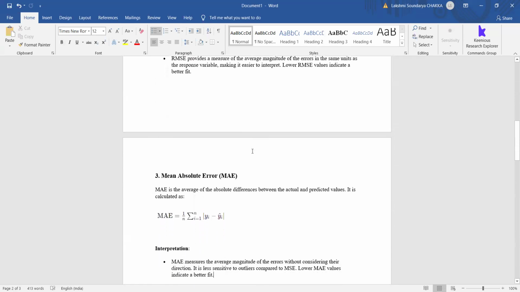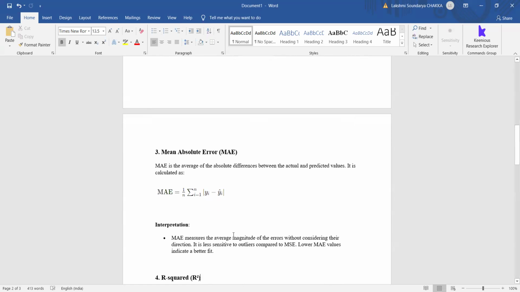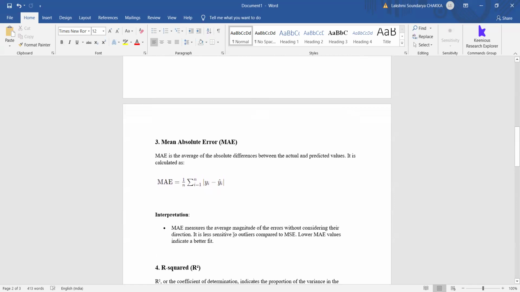Next, we are going to see the mean absolute error. Previously, we just took the square root, right? So here, what are we going to do? We are finding the absolute difference between the actual and the predicted values. In the same way, here i ranges from 1 to n. How can we interpret it? We are finding the average magnitude of the errors. We are not considering its direction here, and we also need to know it's less sensitive to outliers when compared to MSE, the mean squared error. And here again, the lower the value, the better the fit.